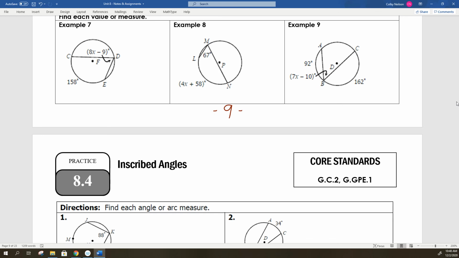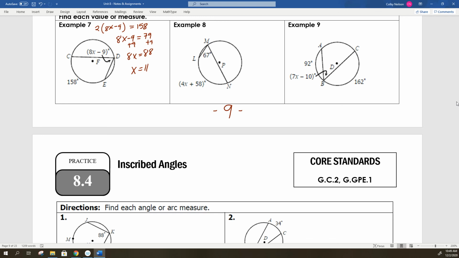So angle is half the arc, or the arc is twice the angle, right? You get to do it either way you want. I think I did it this way: I just doubled the angle and set it equal to the arc. Since the arc's an even number, you could divide it by 2 and set it equal to 8x minus 9. So divide by 2, so 8x minus 9 is going to equal 79. Add 9, so 8x is going to equal 88. So x is 11.